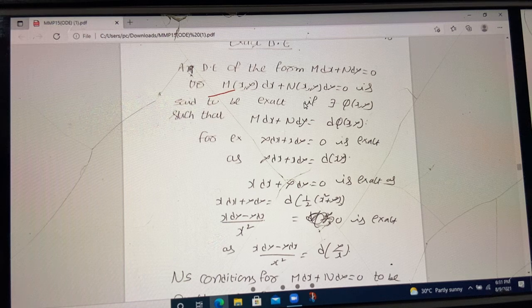So here, what is an exact differential equation? M dx plus N dy equal to 0, that is, M of x comma y dx plus N of x comma y dy equal to 0, is said to be exact.